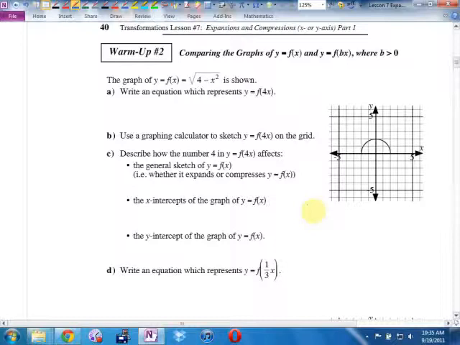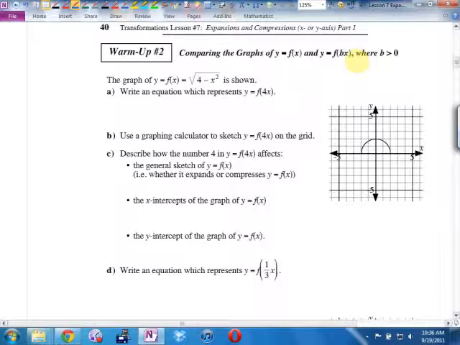Replacing y with something is always vertical. Replacing y with 5y, 1/5 as high. It's a vertical compression by 1 over 5. Replacing y with 1/5 y, 5 times as high. All of your heights will be multiplied by 5. What about if we replace x with bx? What if we put something in front of x, another coefficient there?